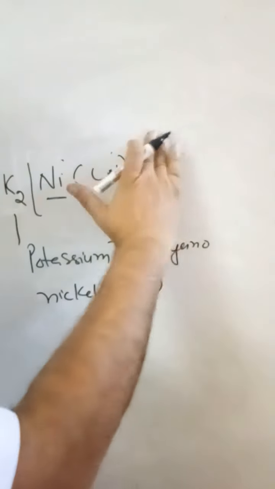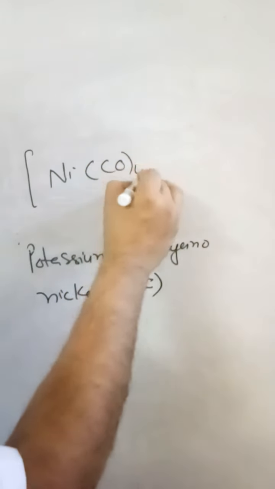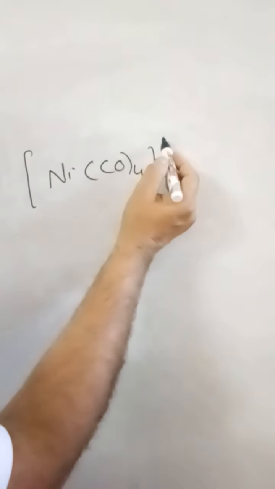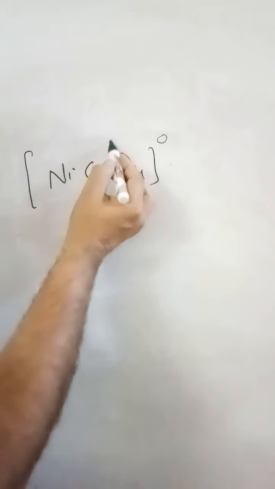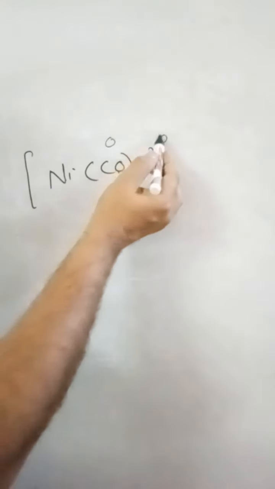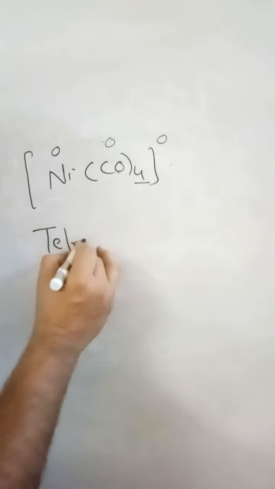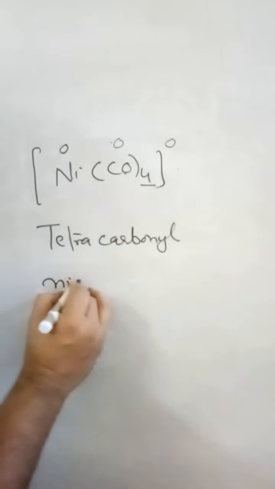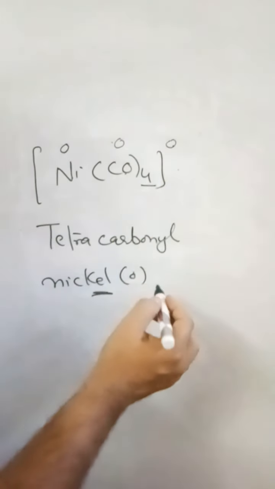For example, consider one more example. Let it be nickel CO4. In this case, there is no charge outside the bracket, so the charge is 0. CO is neutral. Nickel should also be in the 0 state. So this is tetracarbonylnickel(0), not nickelate, because the charge is neutral.